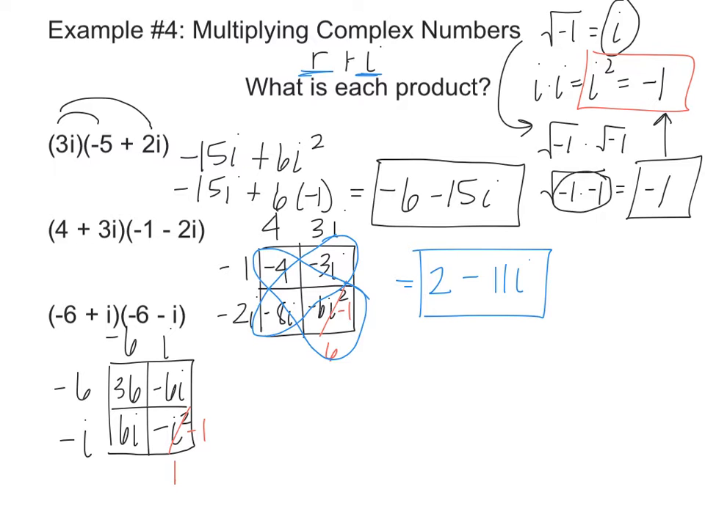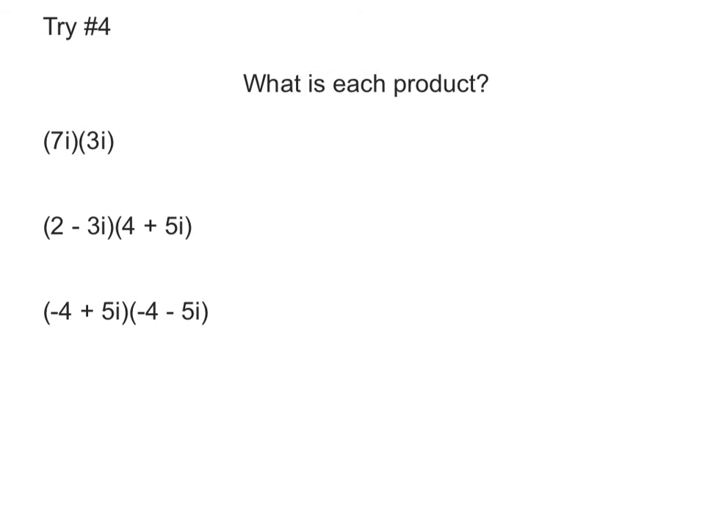So remember, your diagonals are like terms. Well, the i's, the imaginary part, would cancel because they're the exact same yet opposites. So the only other like terms that are left are 36 and 1. So that gives us an answer of 37. Okay, let's try that on the next page.